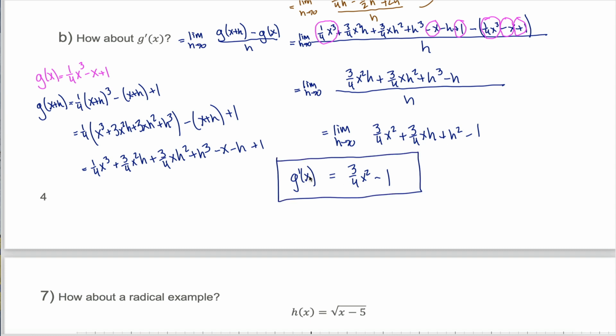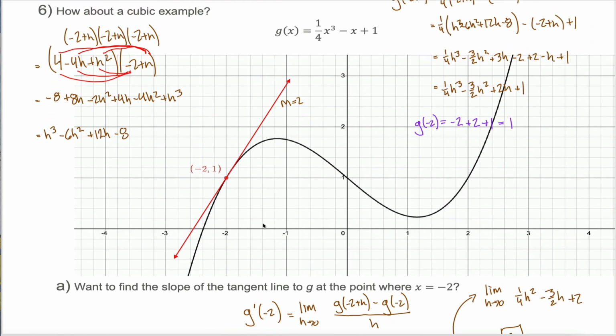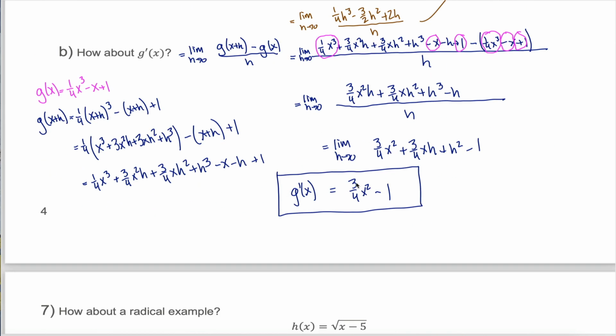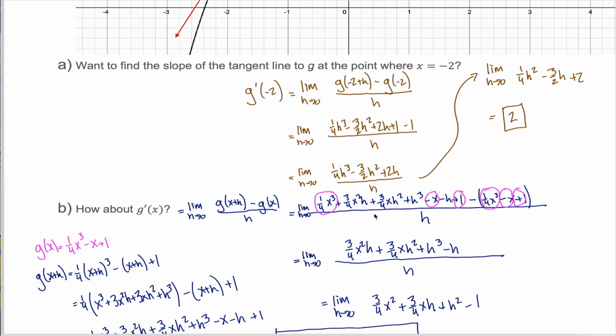This machine takes as its input any input that you'd be thinking about putting into this machine and gives as its output the slope of the tangent line to this machine at that point. We calculated earlier that the slope of the tangent line at -2 was equal to 2. We could confirm that if we felt the need. We don't have to, by just figuring out g prime of -2 using this machine. It's 3/4 times -2 squared minus 1. It's 3/4 times 4 minus 1. It's 3 minus 1. It's 2. The same answer we got doing all this calculation up here.